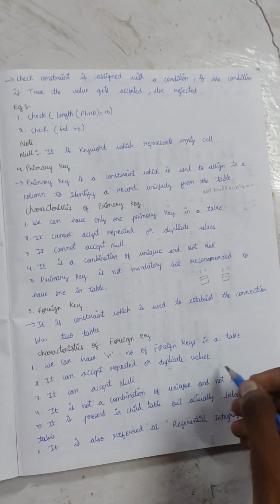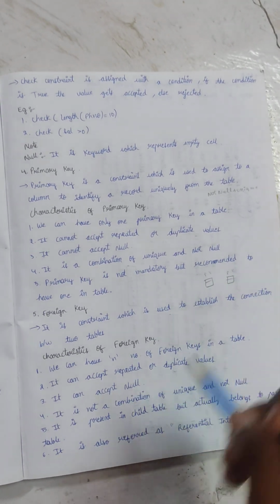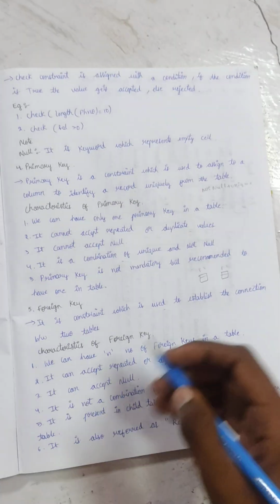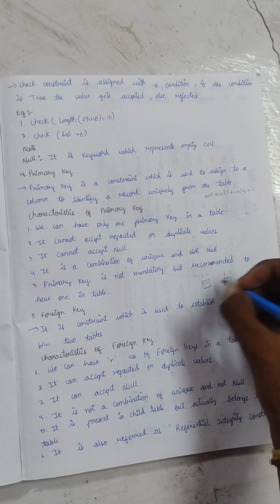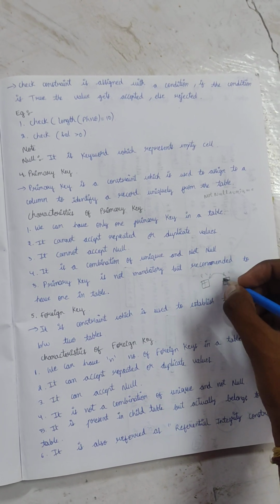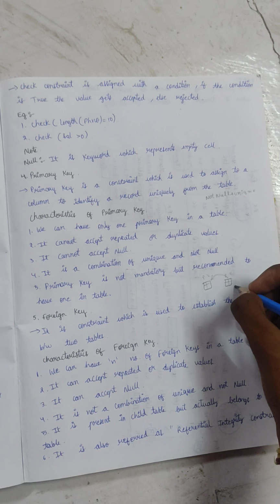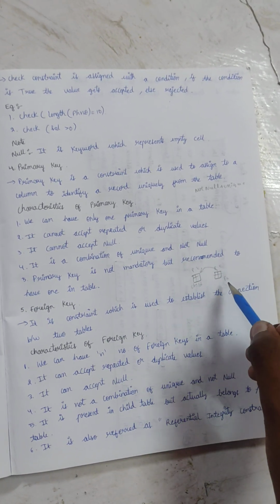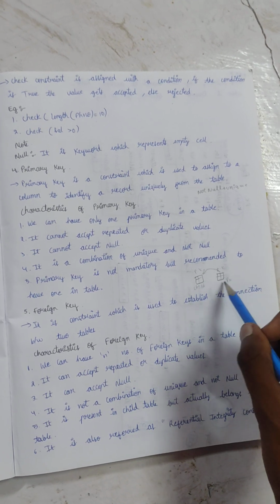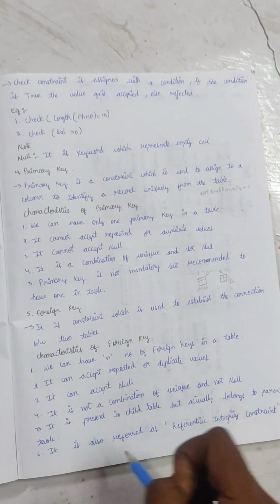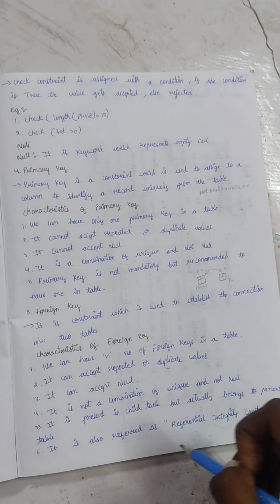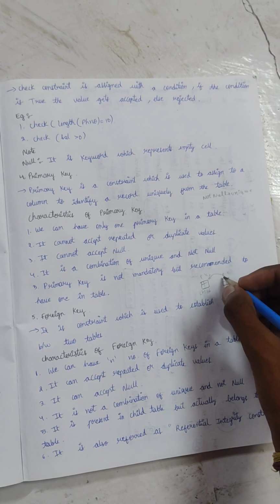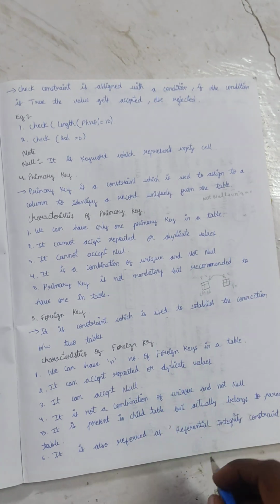It is present in the child table but actually belongs to the parent table. For example, take two tables. It travels from its parent table to the child table. So it is present in the child table but actually belongs to the parent table. It is also referred to as a referential integrity constraint because it belongs to another parent table and refers to it.